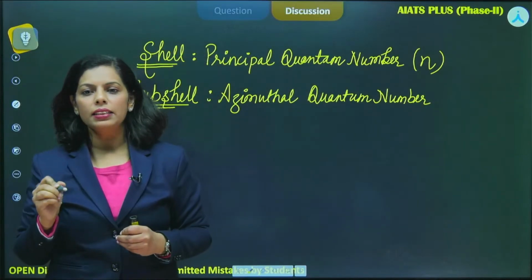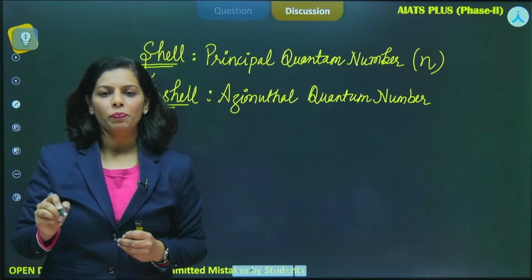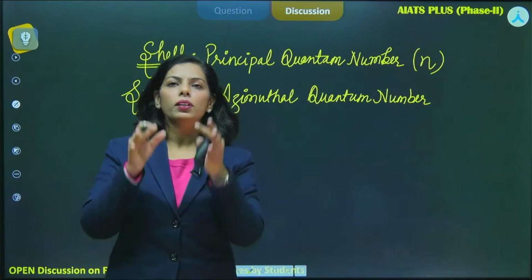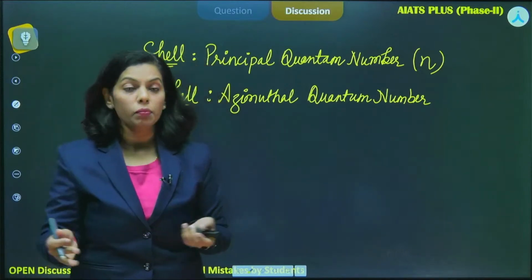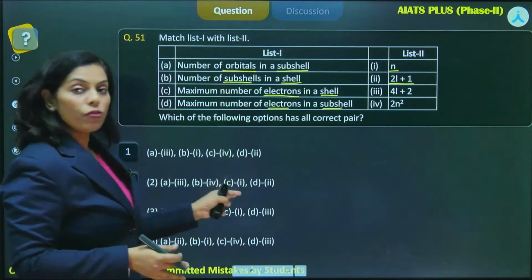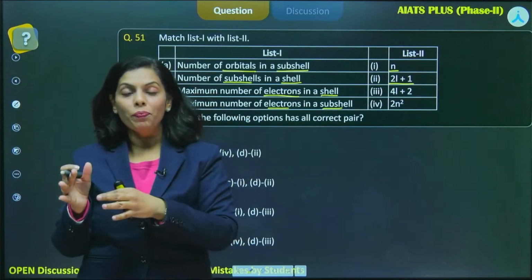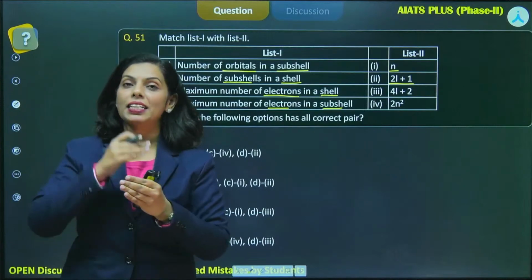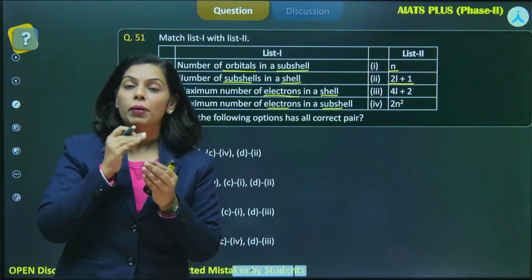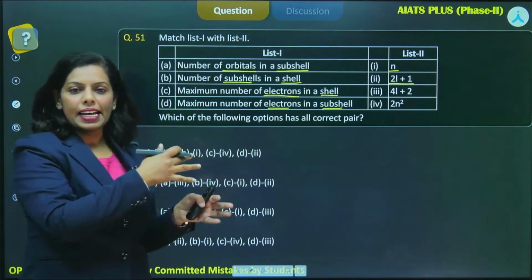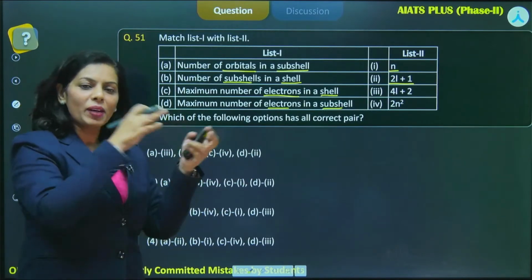I can't understand what topic you are studying. Okay, so Sadia, we are talking about the topic structure of atom. The question which we are focusing on is from AIATS Plus paper. I hope you know about this Plus series. This is basically the personalized learning for ultimate success. So the question I've taken from that paper. Yes. Anyone is here? Everybody is here, Sadia.